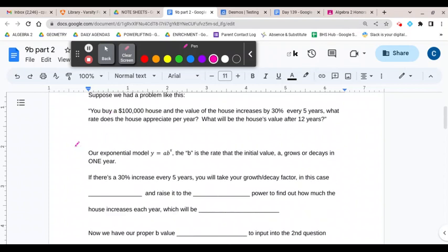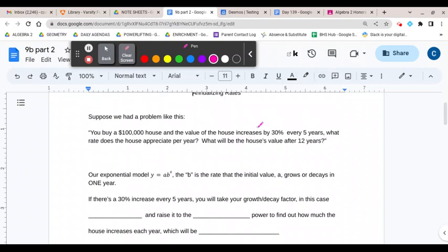Coming back to our exponential model, y equals a times b to the x power. B is the rate that our thing grows or decays in 1 year. But when they give us it increases by 30% every 5 years, that's a problem. And so we need to fix that and find out what that would be in 1 year.